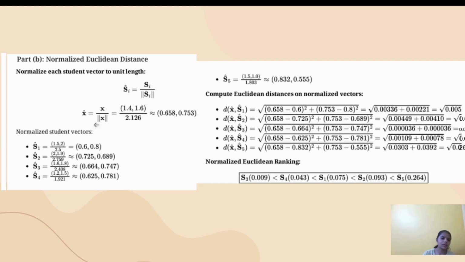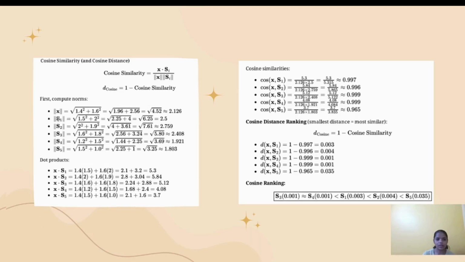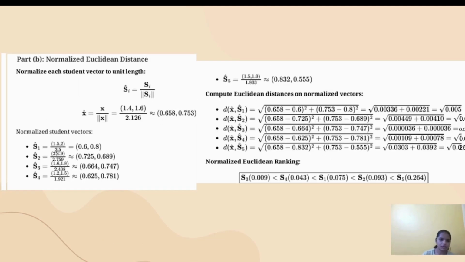Similarly, we will calculate it for the students also. So student S1 has two attributes, which are A1 1.5 and A2 2, which get divided by the magnitude value of S1. As the magnitude value of S1 is 2.5, we substitute here 2.5. When 1.5 gets divided by 2.5, we will get 0.6, and when 2 gets divided by 2.5, we will get 0.8. Similarly, we will perform this for S2, S3, S4, S5 vectors.